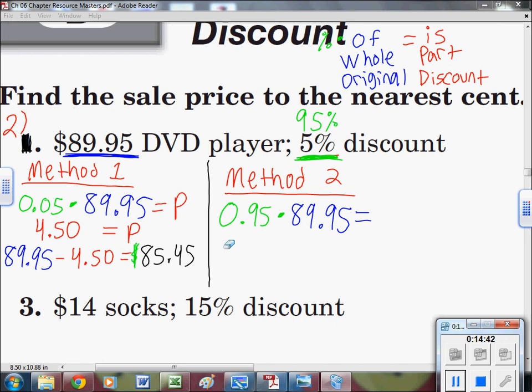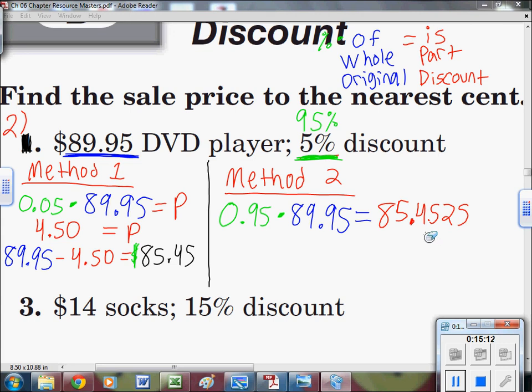So 0.95 times 89.95. I'm just making a point to show you, because maybe now you'll round at the very end. So that gives us 85.45, here's my decimal, 85.4525. And that's what we mentioned earlier that we had if we hadn't rounded like we did. So let's make our answer reasonable. Let's round to the nearest cent. The nearest cent is the 5, so that's 45 cents.